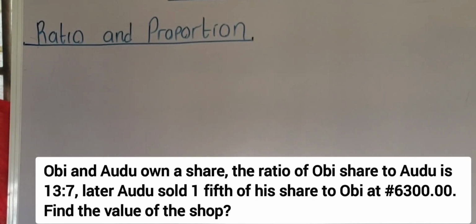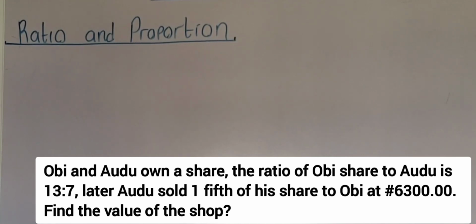Obi and Audu own a shop. The ratio of Obi's share to Audu is 10:7. Later, Audu sells 1/5 of his share to Obi for 6,300 naira. Find the value of the shop.